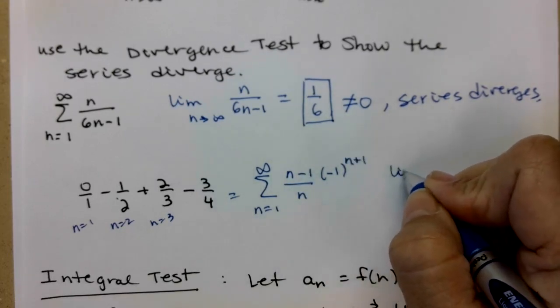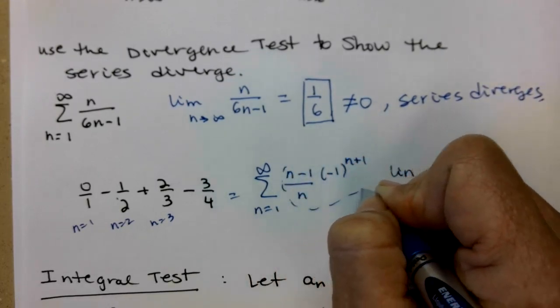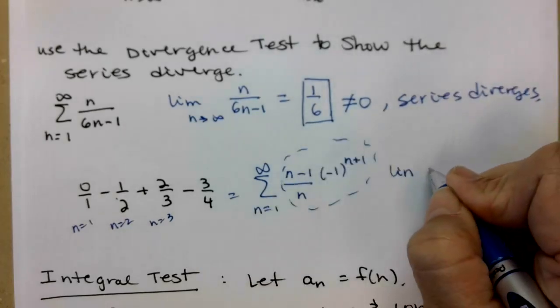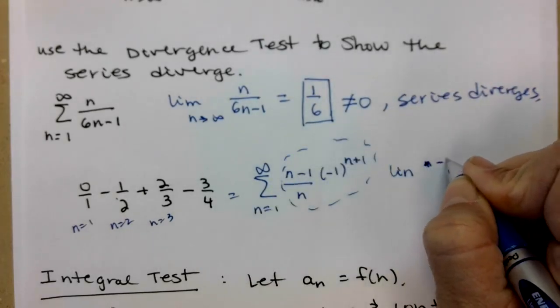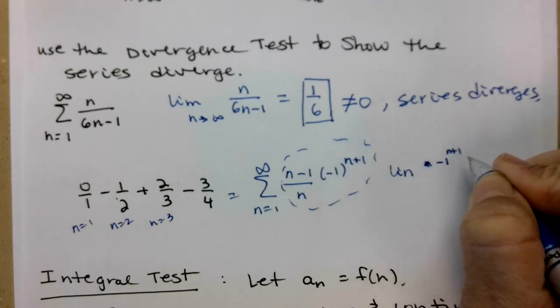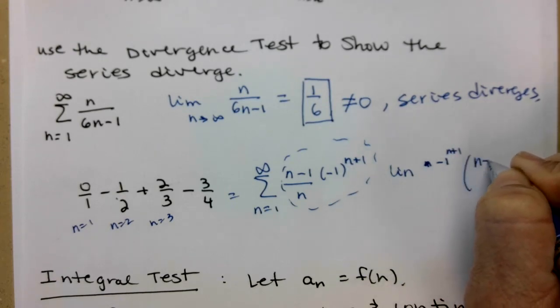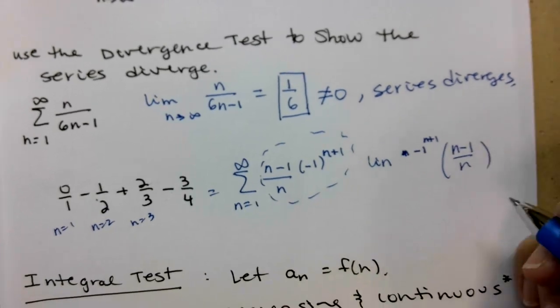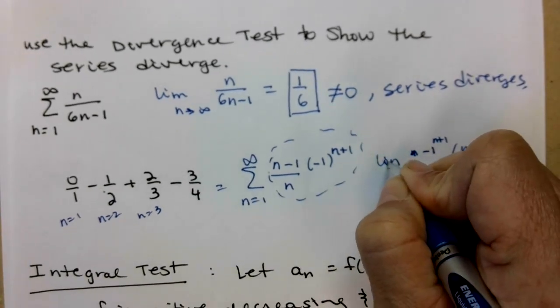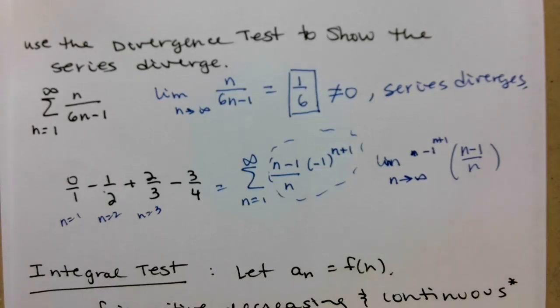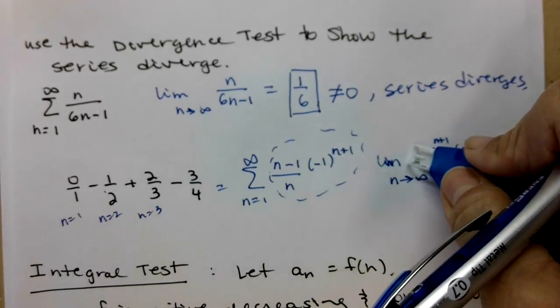So we're going to take the limit now just of this nth term. So that negative 1 to the n plus 1, and then I have n minus 1 over n, and we're looking as n goes to infinity. Make sure that looks like an n. All right, get rid of my little mistake there.